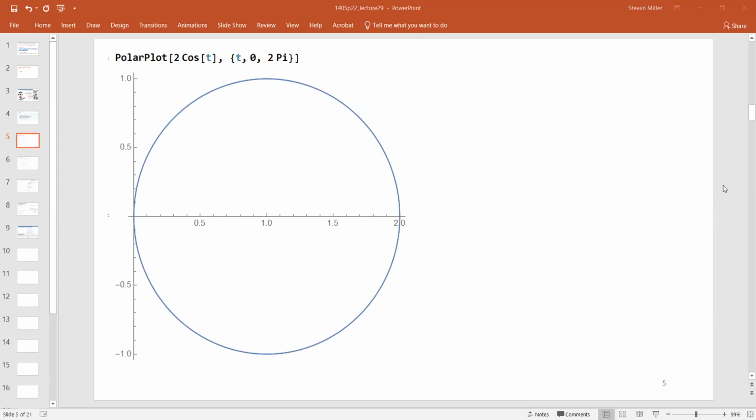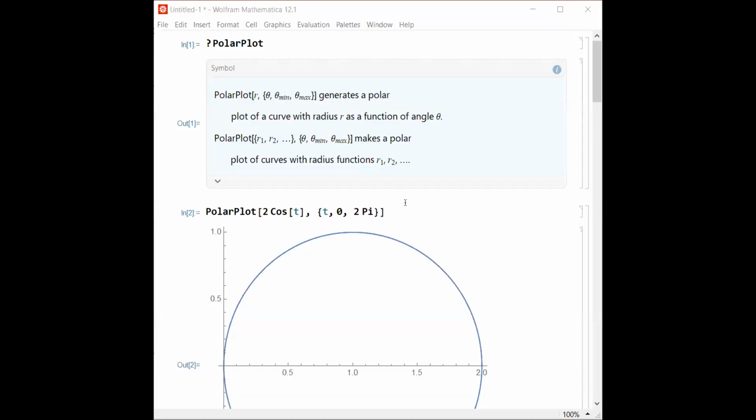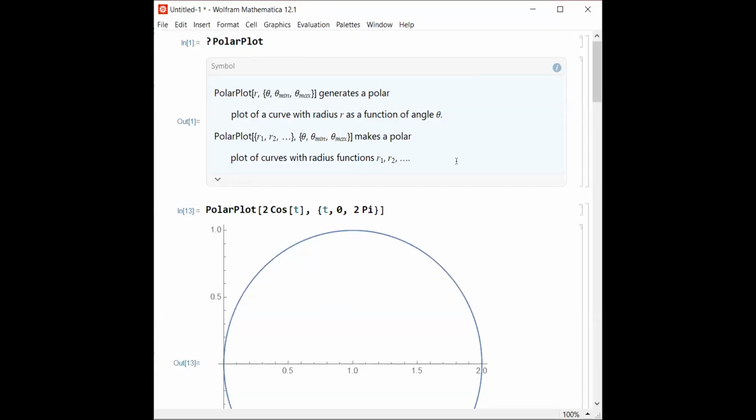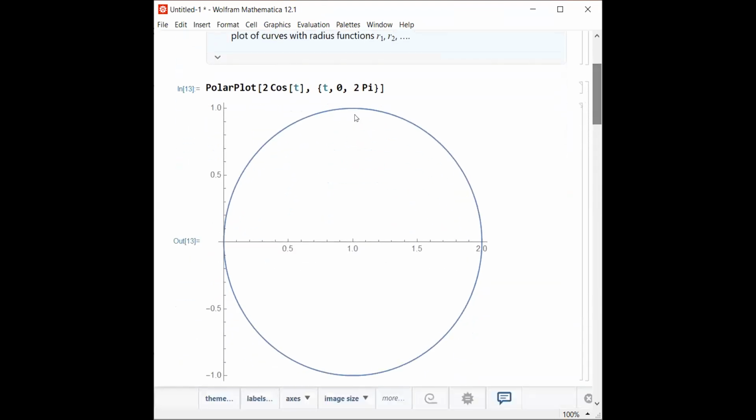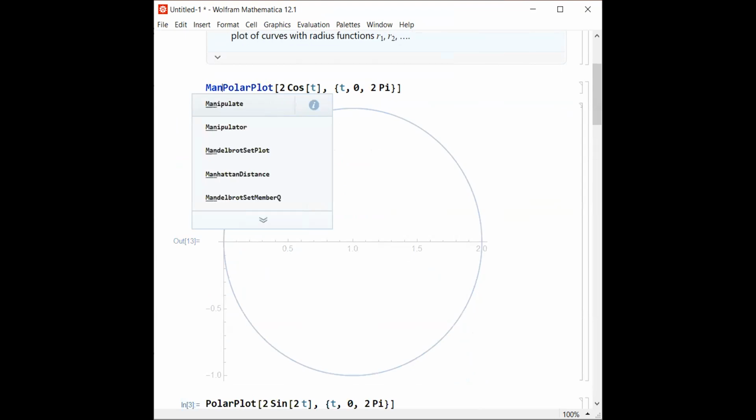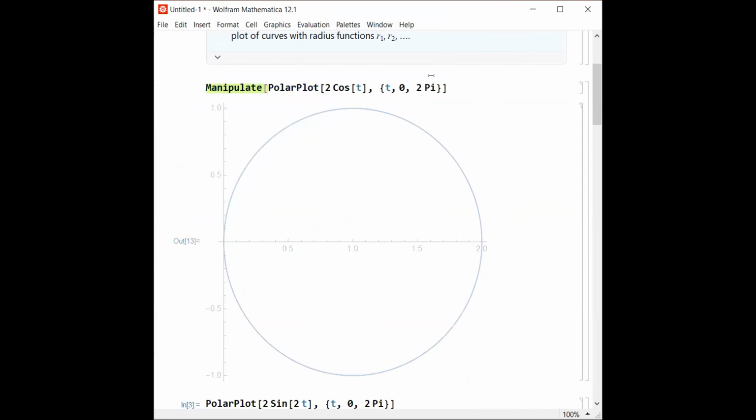switch to the screen and do mathematics for a moment. So here is the polar plot we just did a moment ago. Now what I'm going to do, manipulate. I'm going to do 2c goes from 0 to 1.